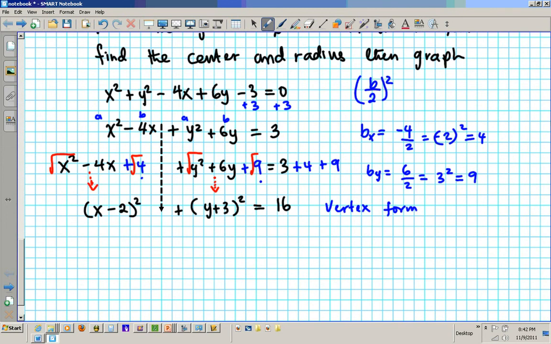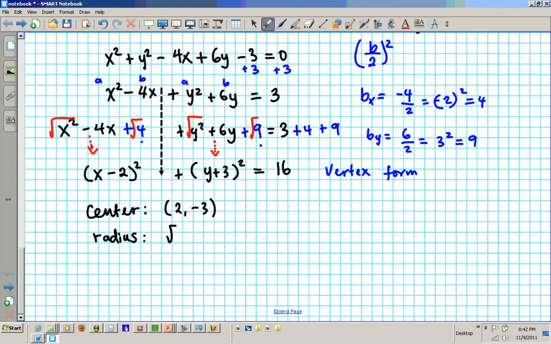Now let's find the center, radius, and graph. So the center here is going to be the opposite of negative 2, which is 2, and the opposite of 3, which is negative 3. And then the radius is what you get when you take the square root of the last term, which is 16, and that's 4. Four means you're going to go 4 up, 4 down, 4 to the right, 4 to the left, all directions. Okay? So that's how you do it.